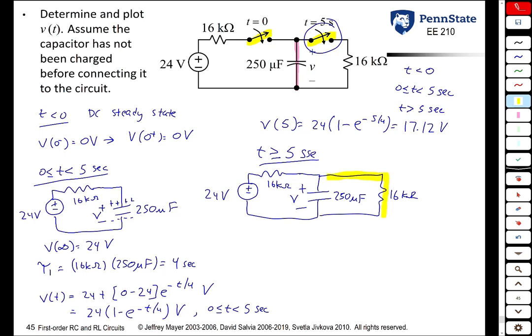The addition of the second resistor is going to cause two things to happen. First off, it's going to change V of infinity. The voltage across the capacitor is no longer going to want to go all the way up to 24 volts. The second change is the time constant is going to change because the resistance seen by the capacitor is no longer just 16 kilo-ohms.